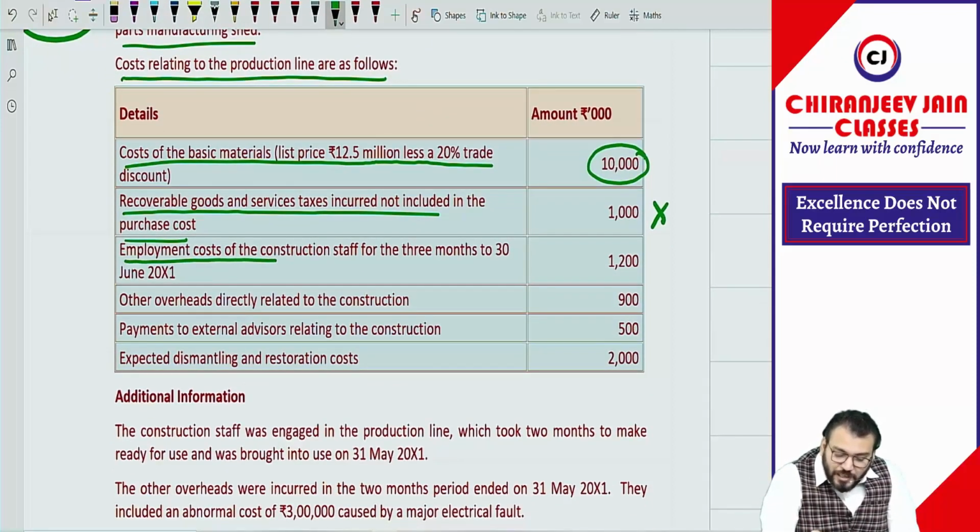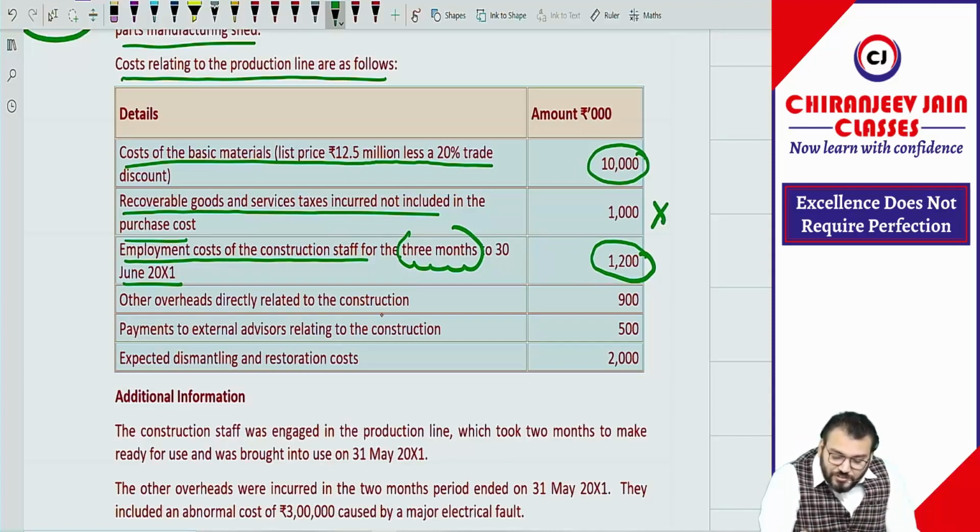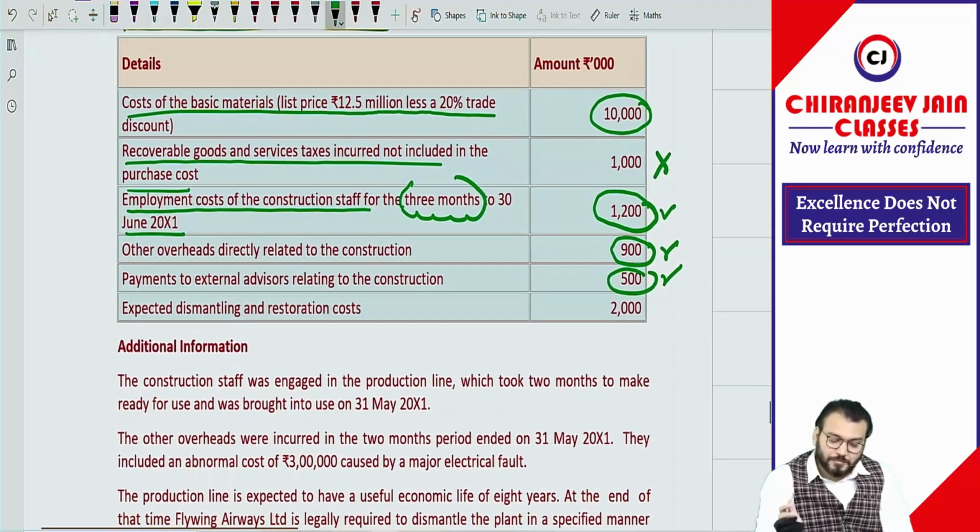Employment cost for the construction staff for 3 months to 30th June 2001. So can you see this is the employment cost for how many months? 3 months. Other overhead directly related to the construction is 900. Payment to external advisor relating to construction is this much. Of course, this will also be capitalized.